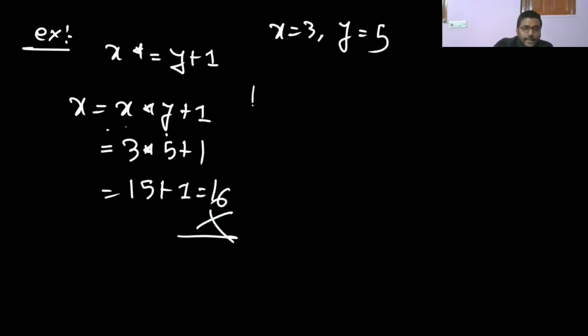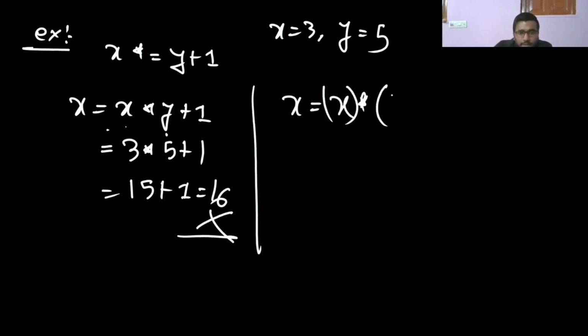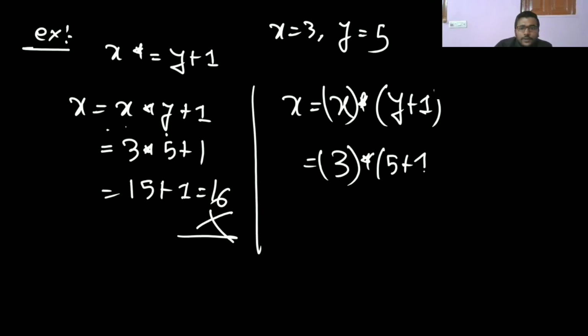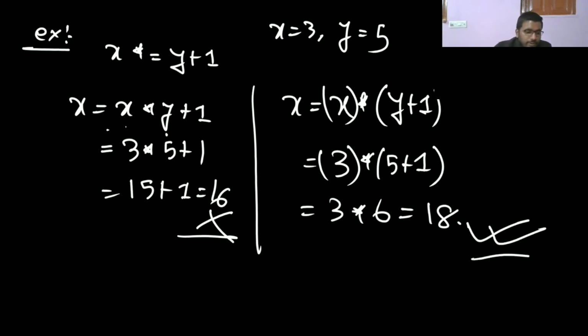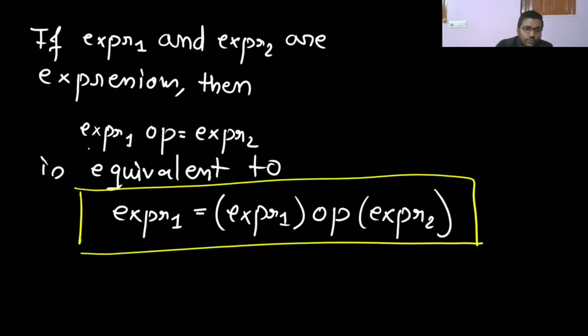It should be executed as x equal to x into, in bracket, y plus 1. 3 into, in bracket, 5 plus 1, it is going to be 3 into 6, which is 18. It is the correct one. So this you should know, that expression 1 operator equal to expression 2 should execute like this.